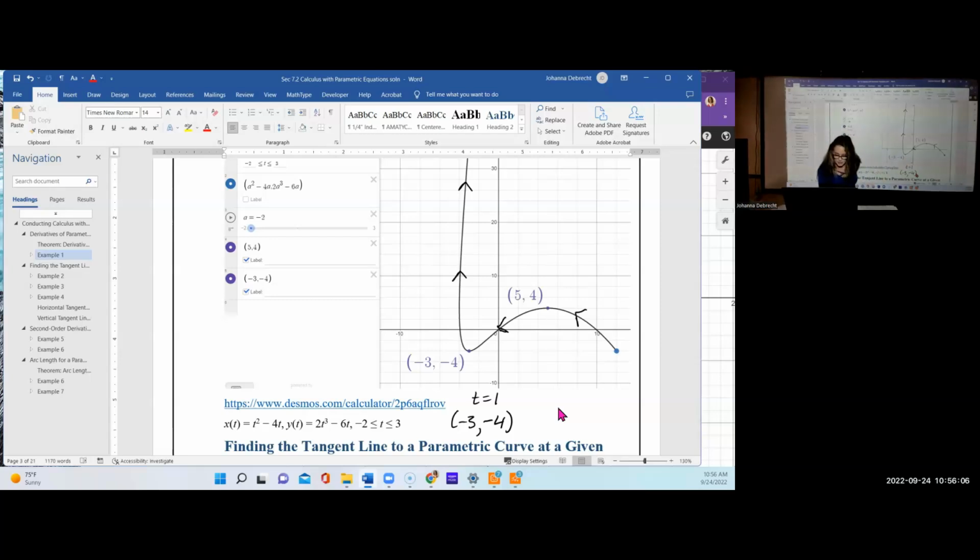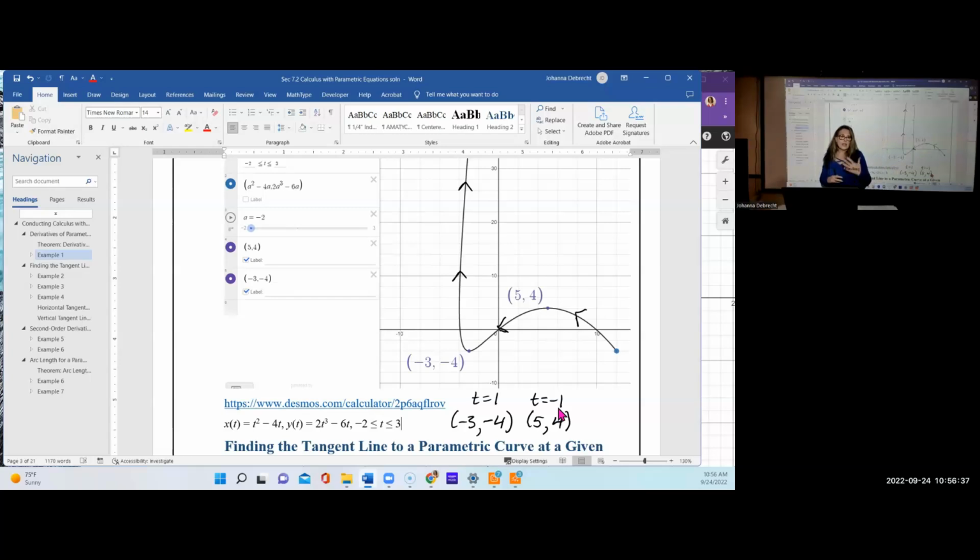What about t equals -1? When we look at t equals -1, this is still going to be 1, but this is going to become a +4. So that becomes a 5. And then the y value becomes, well, let's see, -1, so this becomes -2, this becomes +6. So that becomes a 4. And we see that we have the other relative extrema, which is the relative maximum here at 5, 4.